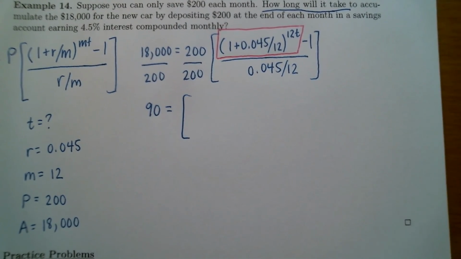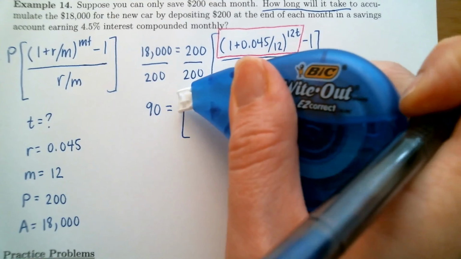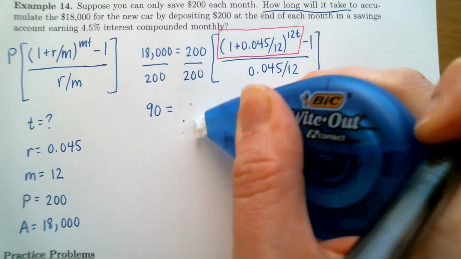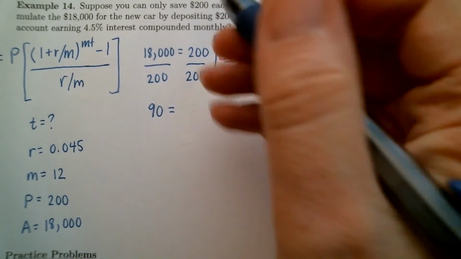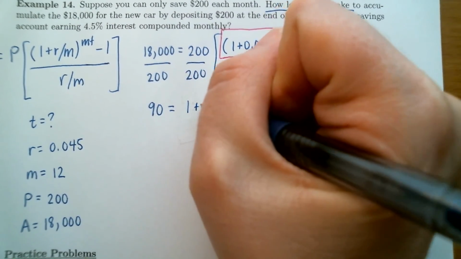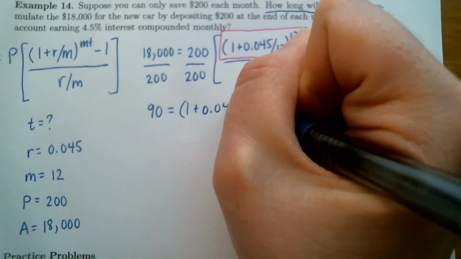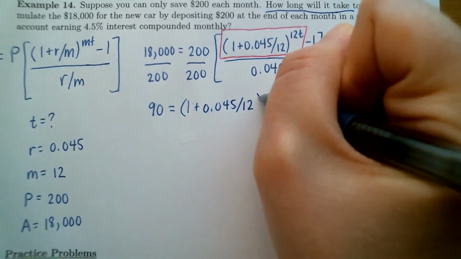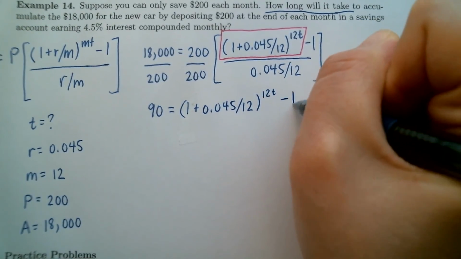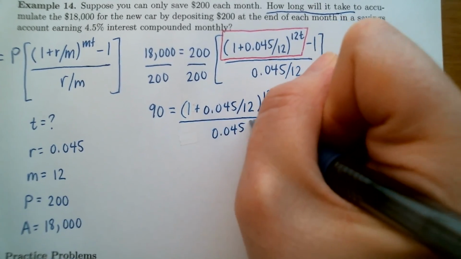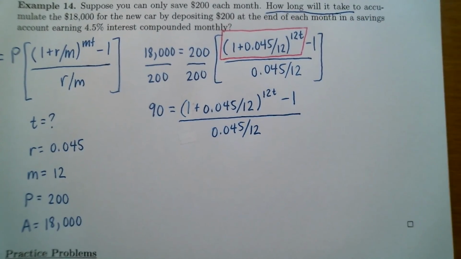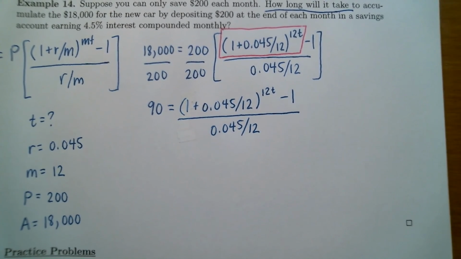You don't actually need your brackets anymore. The brackets were just there because of the 200 on the outside. So let me get rid of that. It's going to leave us what is inside the bracket: 1 plus 0.045 divided by 12 to the 12t, minus 1, divided by 0.045 divided by 12. So it's going to leave you with that. The 200 has been taken care of.